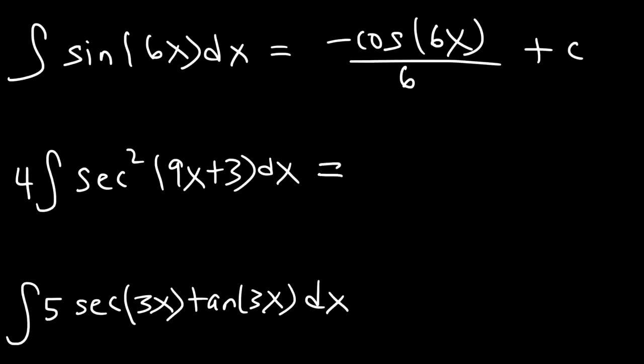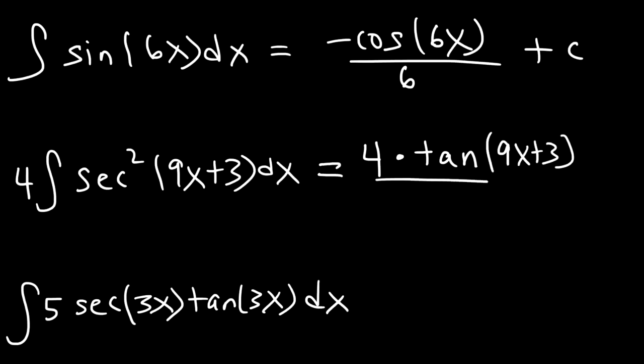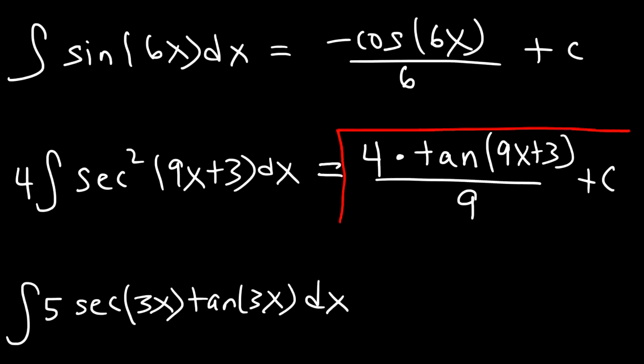Now let's try another example. What is the integral of secant squared? The derivative of what trig function is secant squared? The derivative of tangent is secant squared, so the integral of secant squared is tan. Now we have a 4 in front, so it's going to be 4 times tangent, and then we're going to keep the angle the same, 9x plus 3, divided by the derivative of 9x plus 3, which is 9. And so this is the answer for the second example.